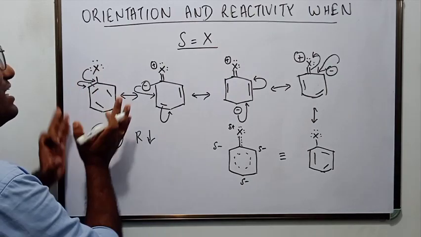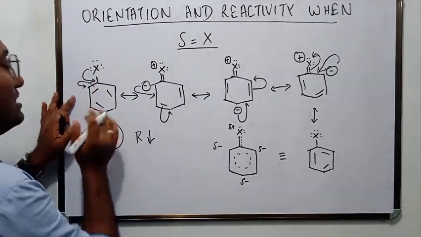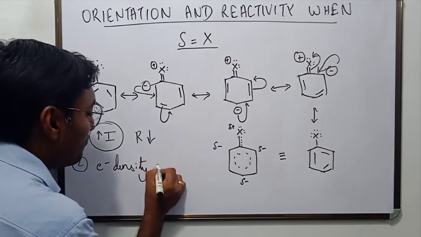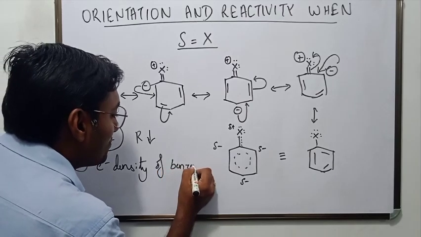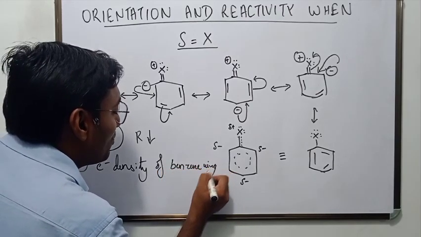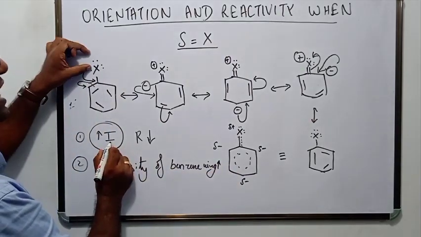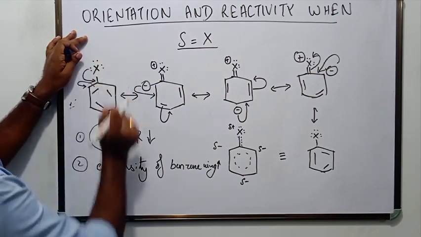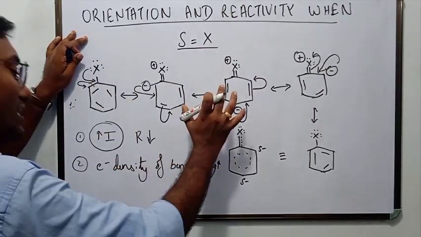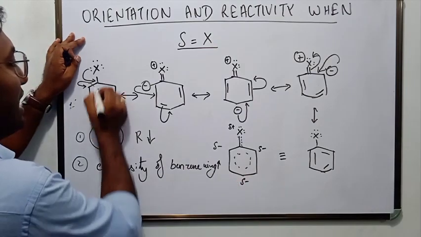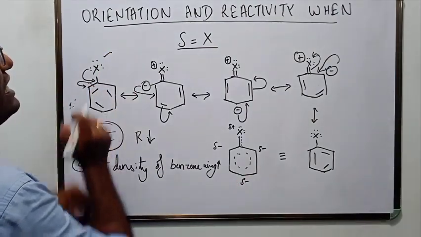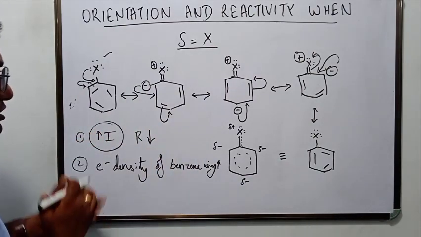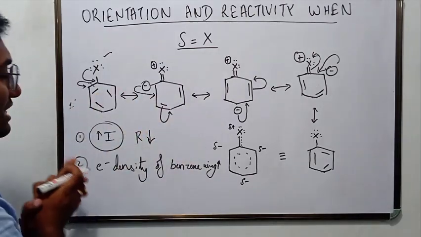So ultimately the electron density of the benzene ring would reduce, because the inductive effect predominates. Why does it predominate? Because the halogen atom is so electronegative, it would withdraw all the electrons of the benzene ring towards itself. So the electron density of the benzene ring would come down. There is no other option. And the halogen atom would act as a ring deactivator. So now we have proven that it acts as a ring deactivator.